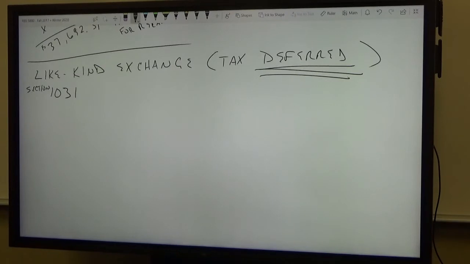You've got 60 days to identify the property that you want to purchase, and so many days after that to close on the property. Isn't it 6 months? Whatever the time frame is. But you can just identify before you sell.